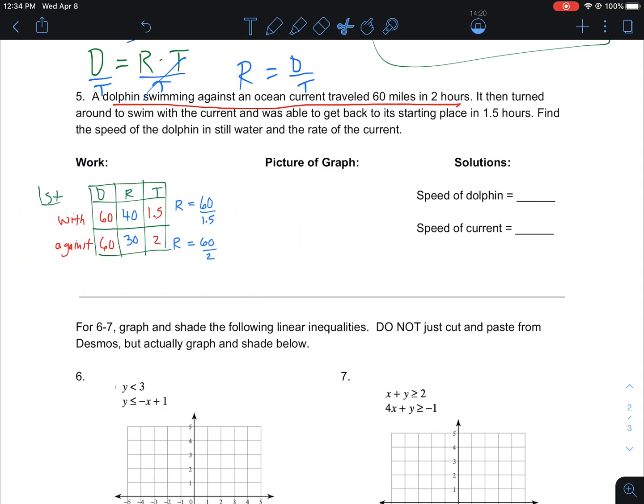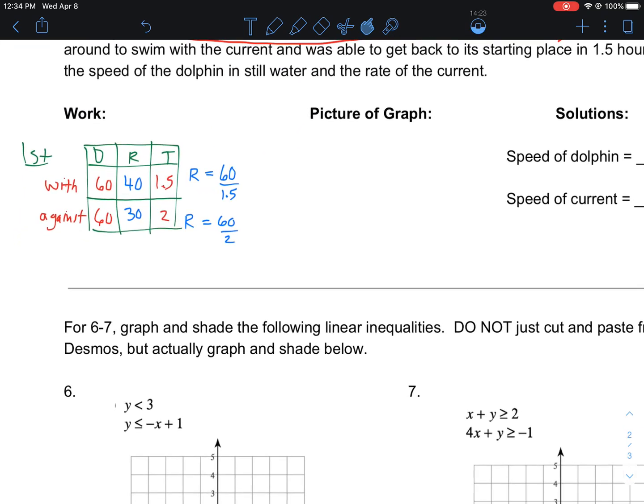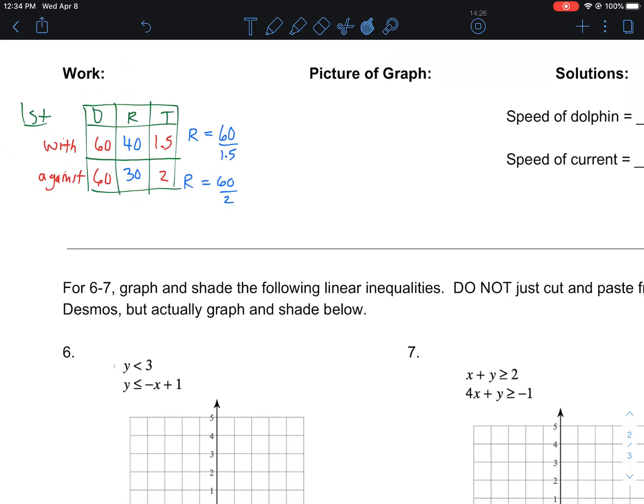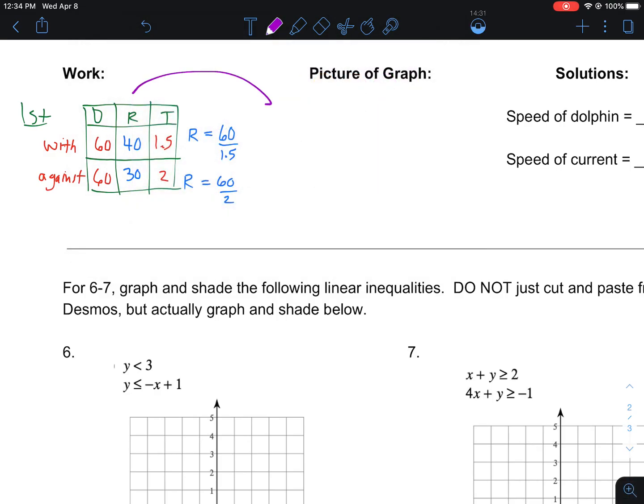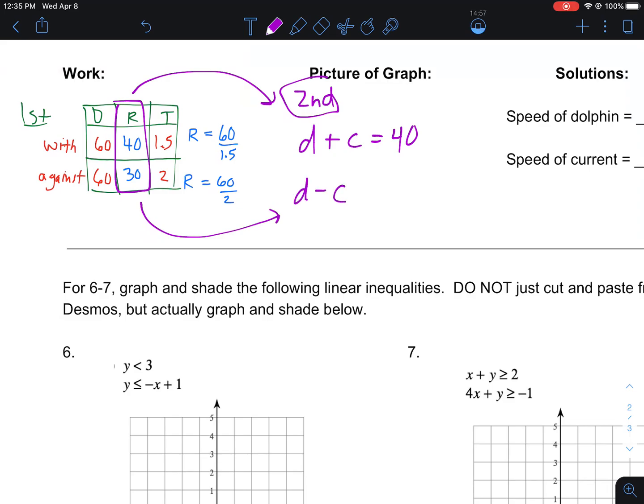Now we can't just go graph it just yet. We need to graph it after we make one small change. So now that you have done that, that was step 1. Step 2 will be to strictly look at the rate in this case. Now, if you think about this, with a current, that means you are adding to your speed. That's like saying the dolphin plus the current equals 40. Whereas against the current would be like saying the dolphin swimming against the current, so minus that equals 30.